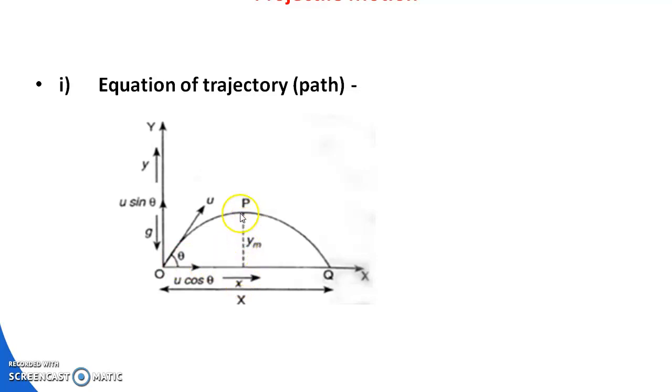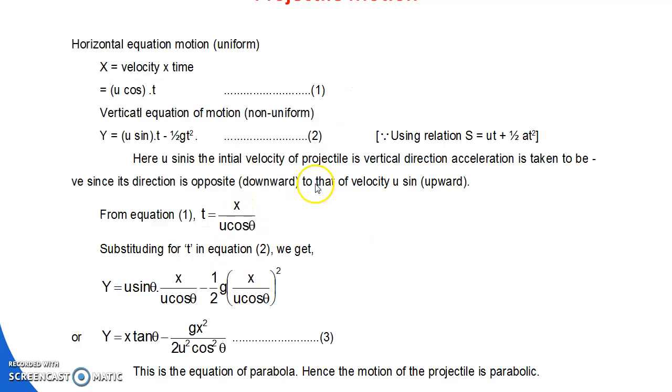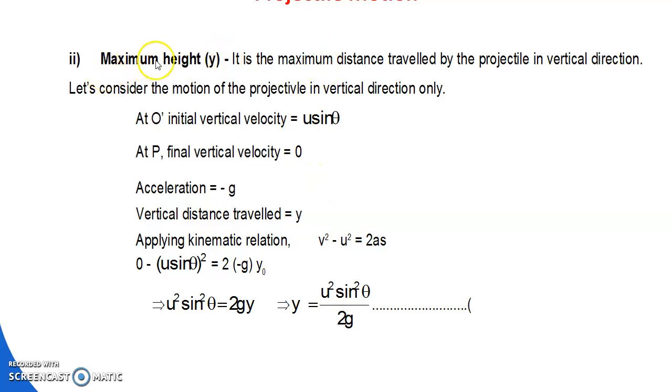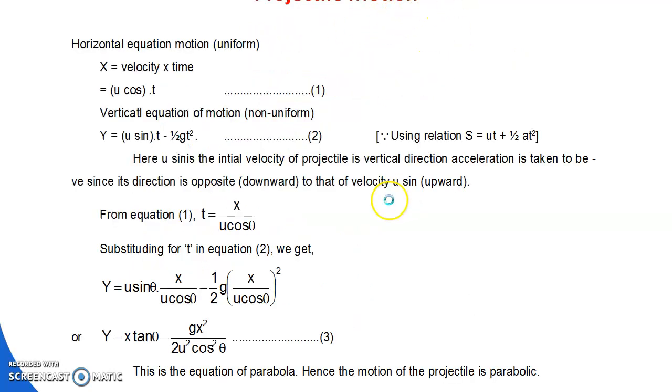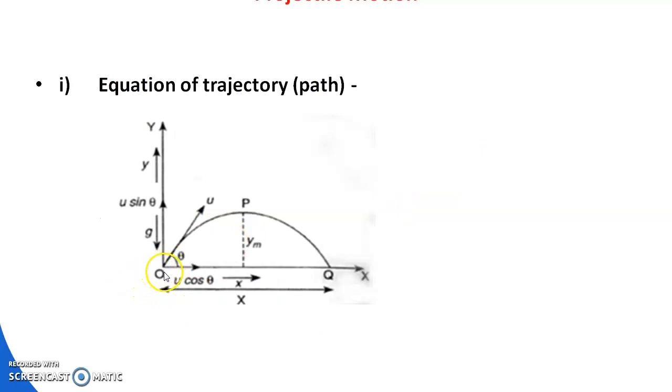Then we will discuss the maximum height. What is the maximum height? It is the maximum distance traveled by the projectile in the vertical direction. So while we discuss maximum height, we will consider the vertical motion. We will discuss the motion of the projectile in the vertical direction. That means we will consider the motion from O to P, and we will consider only the vertical components of the velocity.